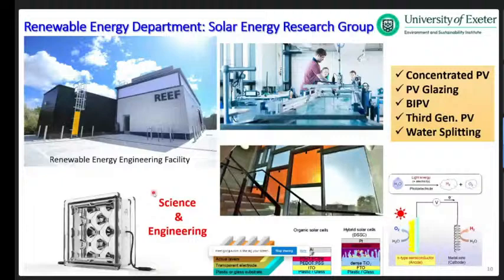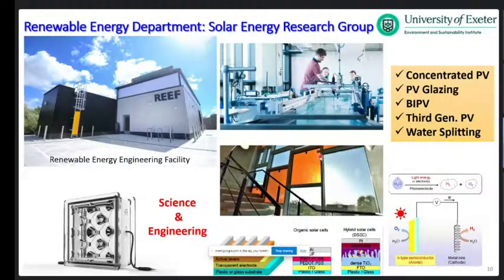So this is our department, the renewable energy department in the Solar Energy Research Group. This is our REEF building. We call it the Renewable Energy Engineering Facility building. And you can see we installed our windows. We installed the solar panels in our building as a pilot plan. And our building is actually saving 30 to 40% on energy bills when we implement our cells over here.